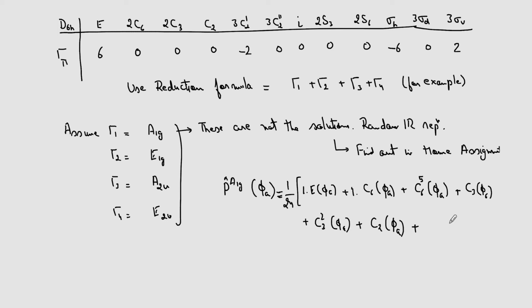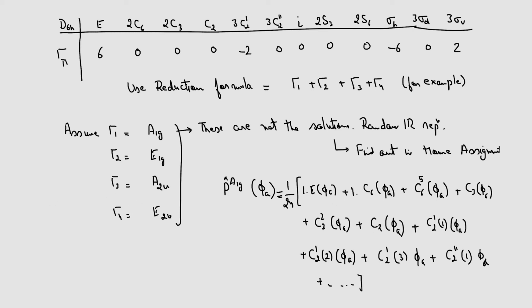C2 phi A. Then I have 3 C2s, but I'll have to take each of them one by one. So C2 prime, let's say 1 onto phi A. Then C2 prime second operated on phi A, C2 prime third operated on phi A, plus C2 double prime 1 operated on phi A, and so on. So you can write all 24 operations here and their effect onto phi.